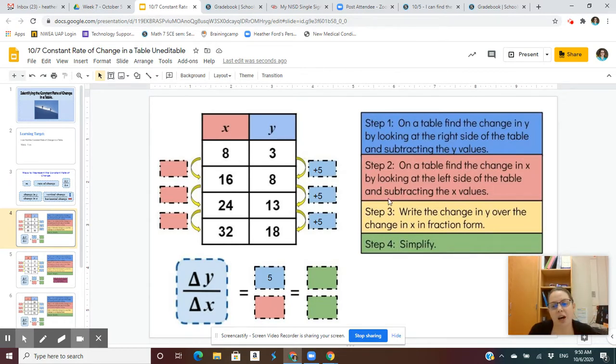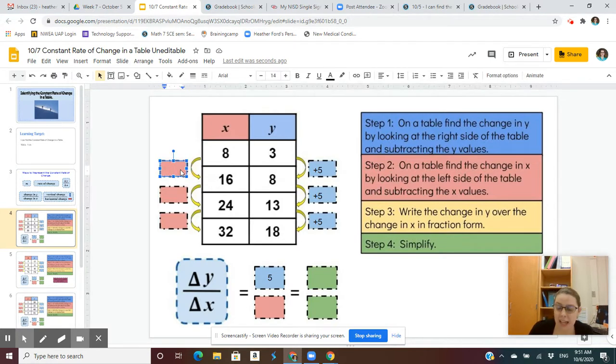Step 2 says, on a table, find the change in x by looking at the left side of the table and subtracting the x values. Okay, so it is also increasing, so it will be a positive from 8 to 16. 16 minus 8 is 8. All right, and since it's positive, we're going to put positive 8. Okay, 16 plus 8 is also 24. So we're going to put in positive 8.